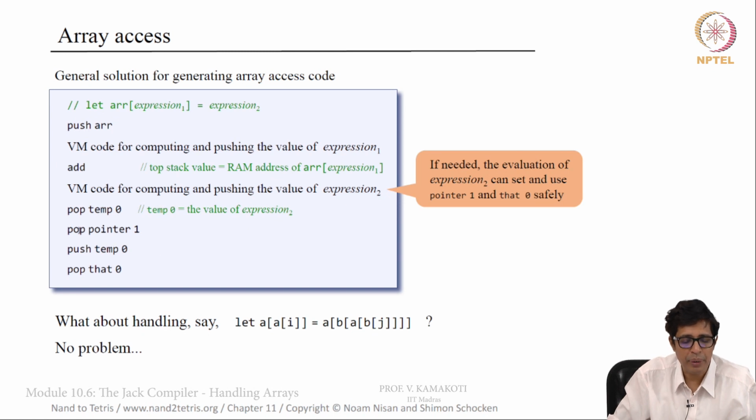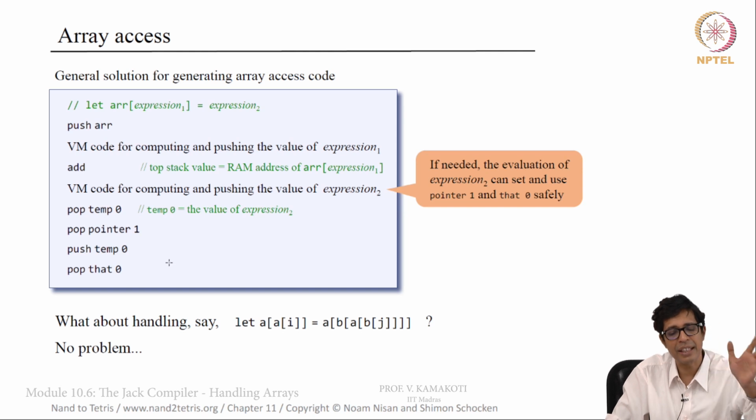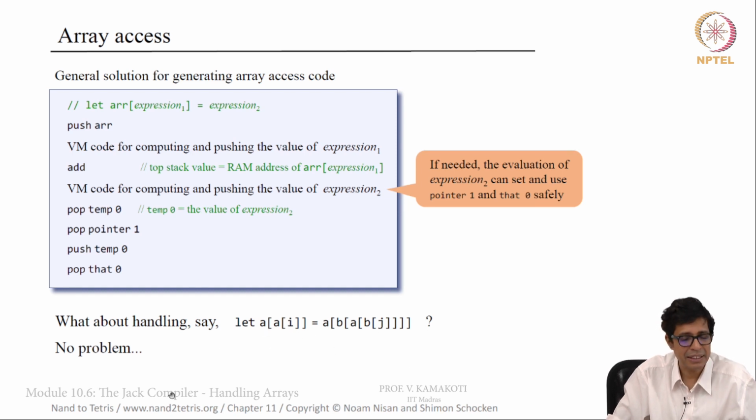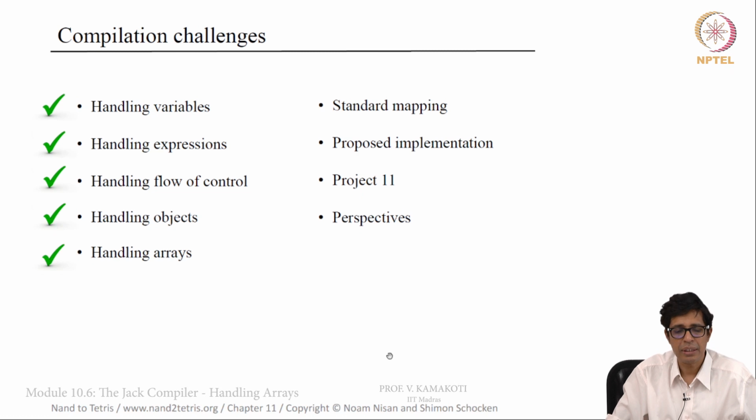Now I pop pointer 1, which will be this address, and push the value of temp 0 again back to the stack and pop it onto that 0. So essentially this gets stored. This is a general way of handling let array expression 1 is equal to expression 2. Please note that a of I will work very nicely. If you just code this recursively, it works very nicely on that.